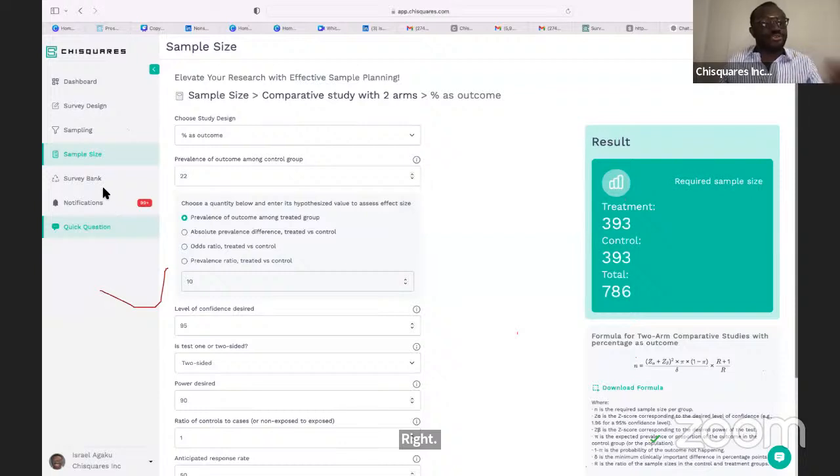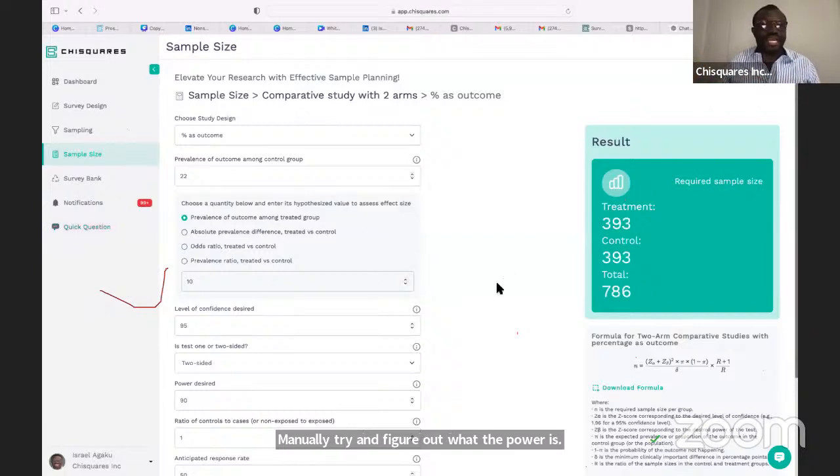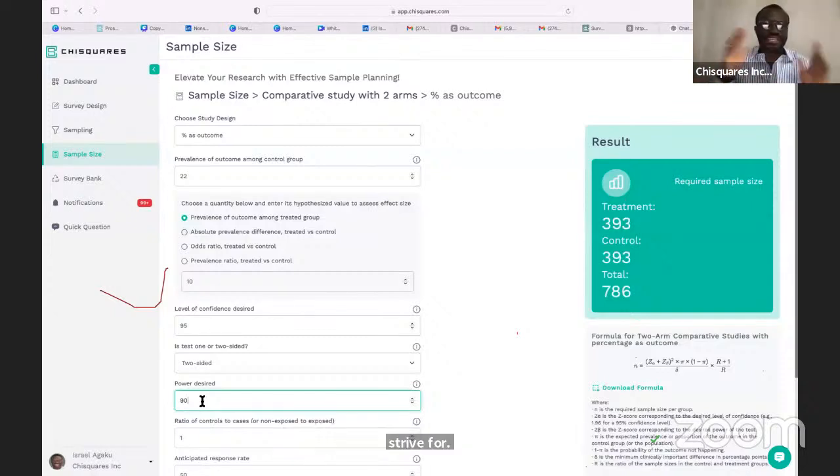And so you don't have to manually try and figure out what the power is, right? That's why you have tools like Chi-Square's platform that allow you to do that. Here in this calculation, we have this power desired. Just know that a good power should be above 80, between 80 and 90%. That's what you should strive for. So you don't have to master a lot of things.